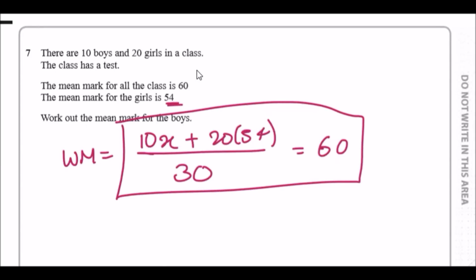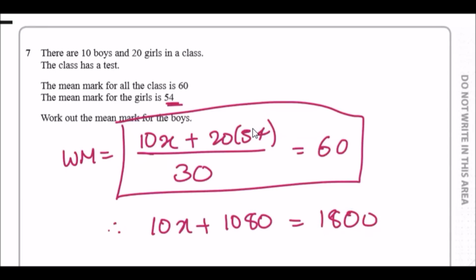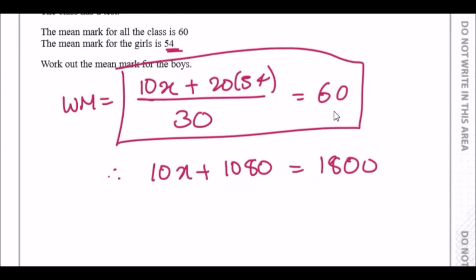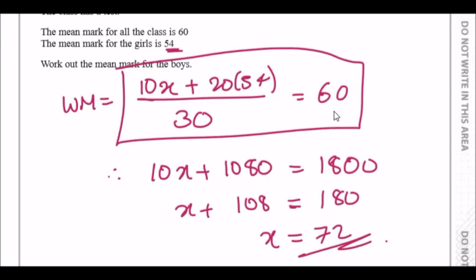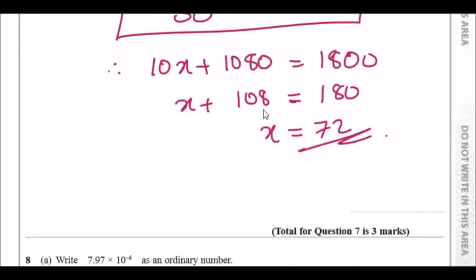What we could do is times 30 across. So we're going to have 10x plus, multiplying this out, 2 times 54 is 108, add a 0, 1080. 6 times 3 is 18, add 2 zeros, 1800. That's just some mental maths there, yeah? Now you just have to solve and rearrange. To make it super easy, divide the whole equation by 10. So you're left with x plus 108 equals 180. Now you just subtract 108 and get 72. And that's it, guys. The mean mark for the boys is 72.